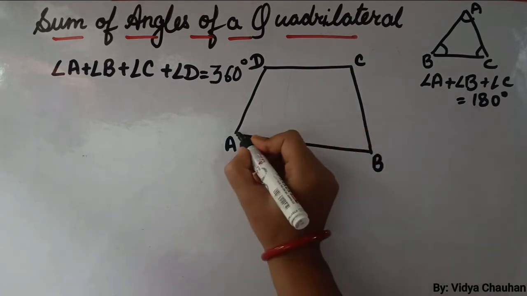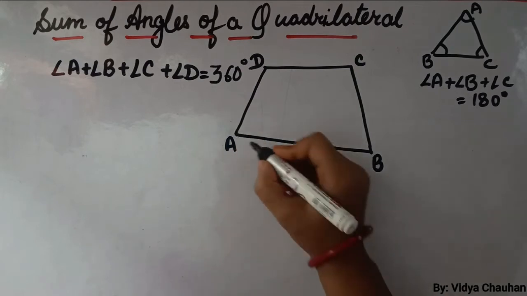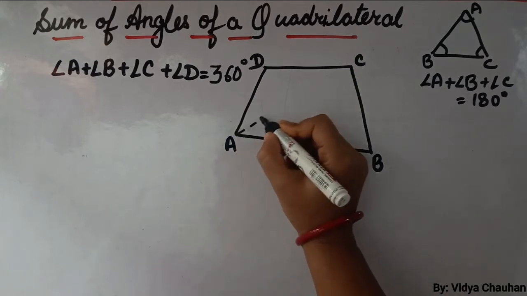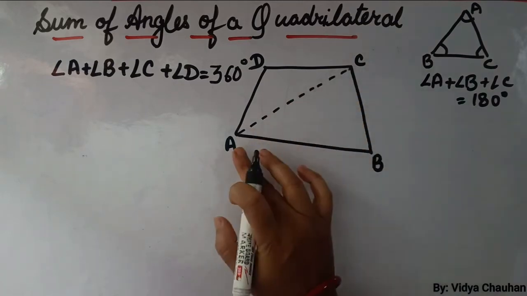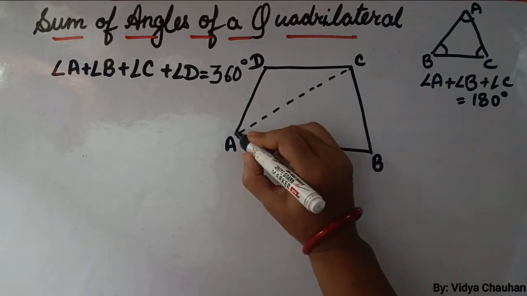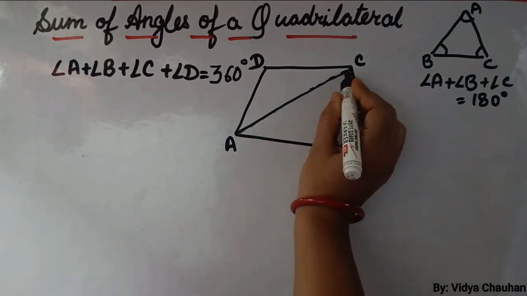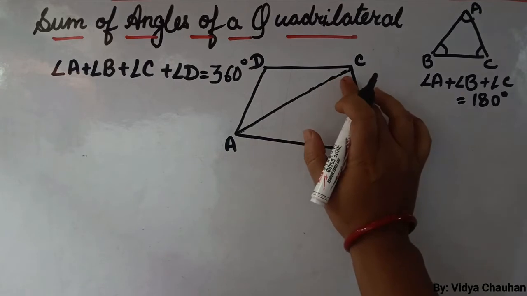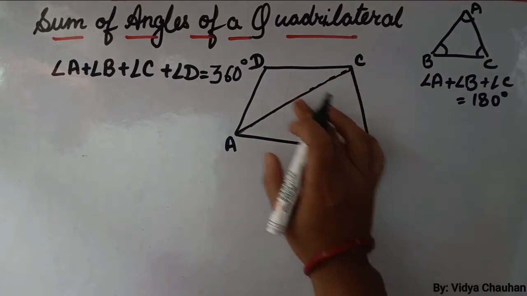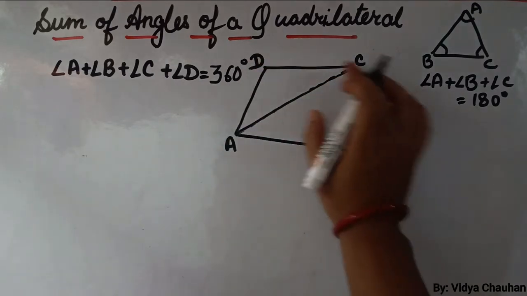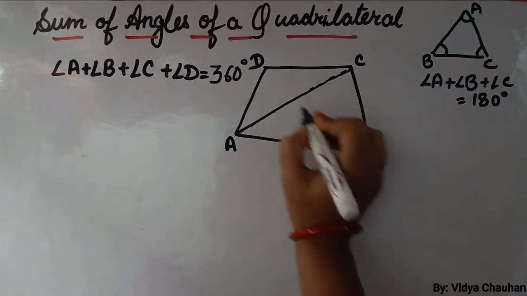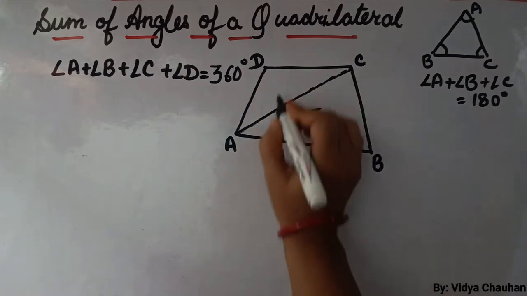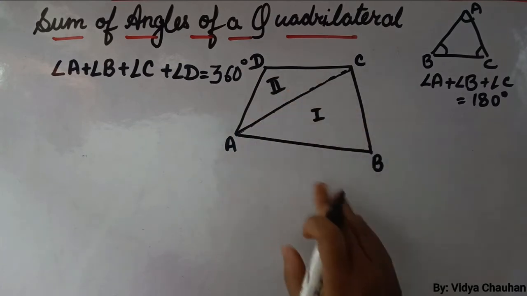Yes. So students, to show you how it is 360 degrees, I'll join one of the diagonals. So I am joining the opposite vertices A and C. So this is a diagonal. Now as we have joined this diagonal AC, you can see that the quadrilateral ABCD is divided into two triangles. What are these two shapes? You can see clearly. Let us name this our first triangle and this our second triangle.